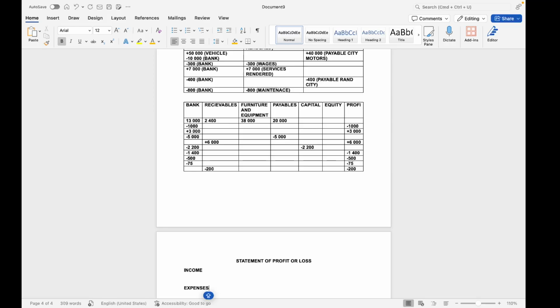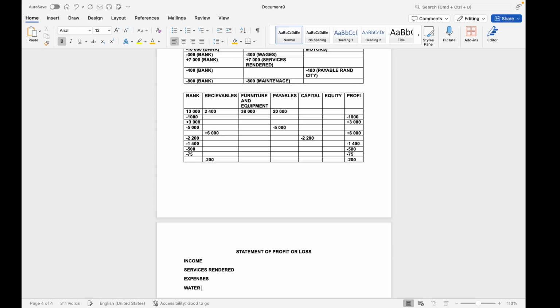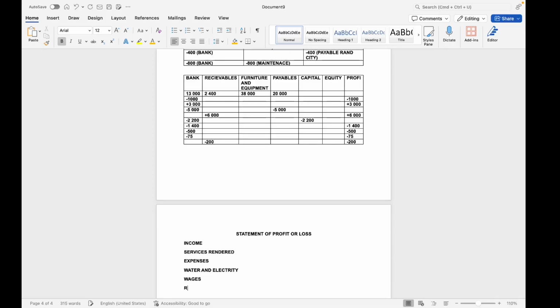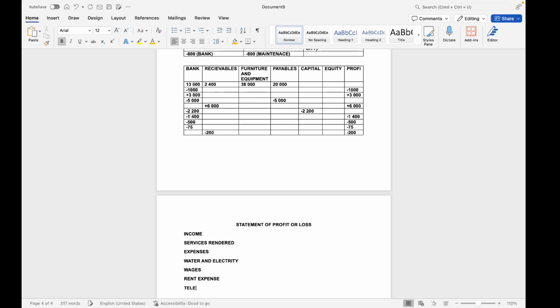So what is our income here? We know that it's services rendered. And then our expenses, we know that it's water and electricity. We know that it's wages. We know that it's rent expense. We also know that it's telephone. We know that it's loss due to damage, right? Damage of the dry clean process, right?